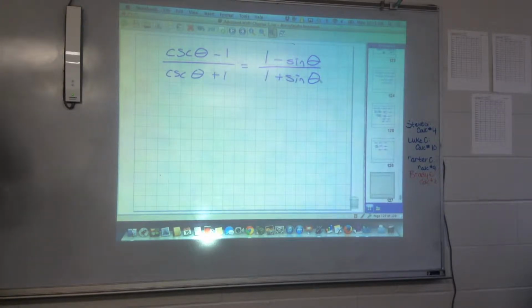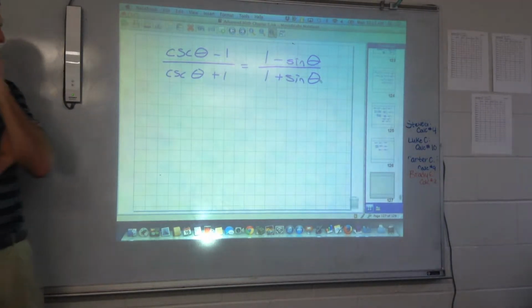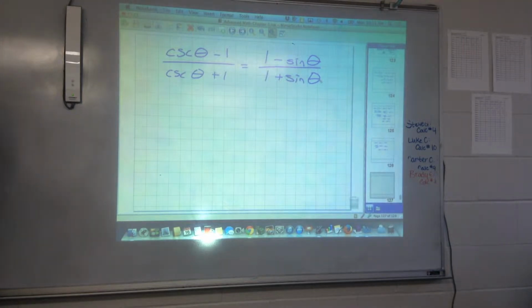When I first saw this one, I was stumped, okay? Because I was like, I really don't know what I need to do. There are no squares in this, you know, so there's not any Pythagorean identities right now that I could just plug stuff in and hopefully that would change things over. So I didn't know for sure where to go with it.